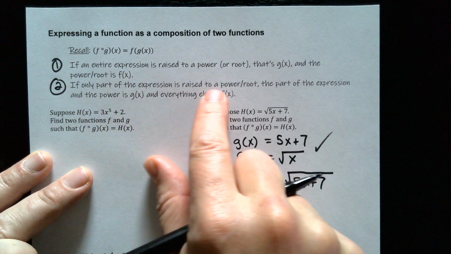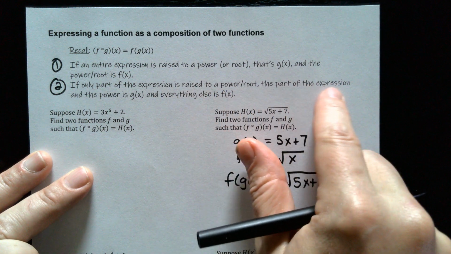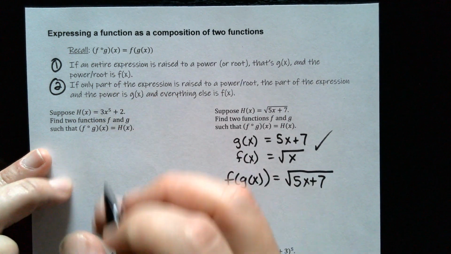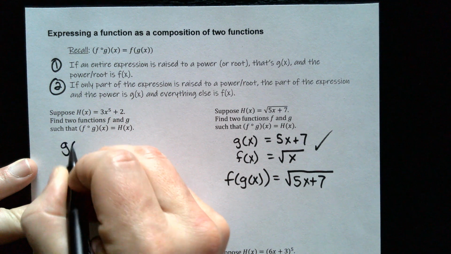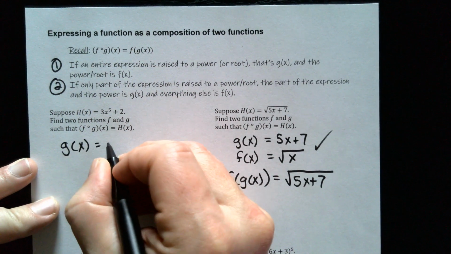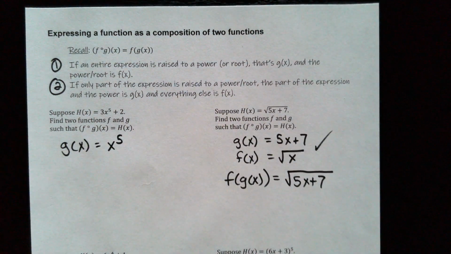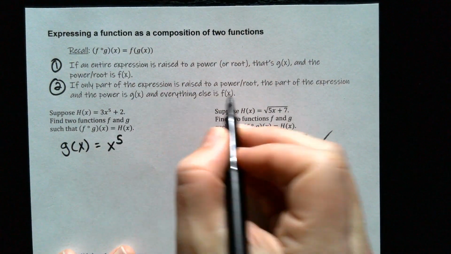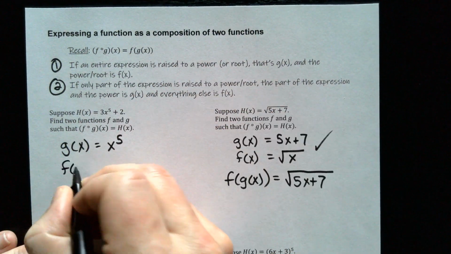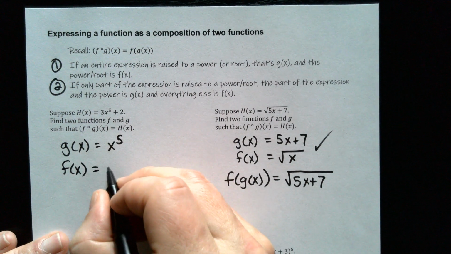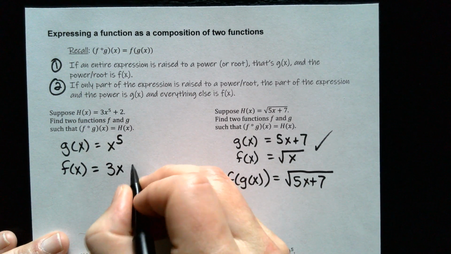If only part of the expression is raised to the power or the root, the part of the expression and the power is g of x. So that would make our g of x equal to x to the fifth. And then everything else is f of x. So f of x will be equal to 3x plus 2.